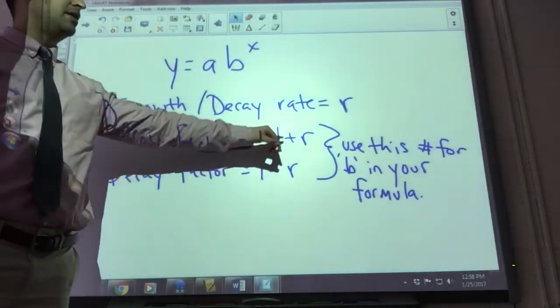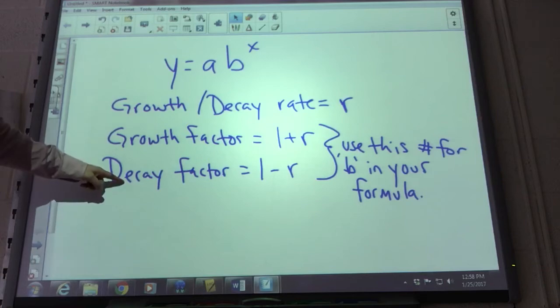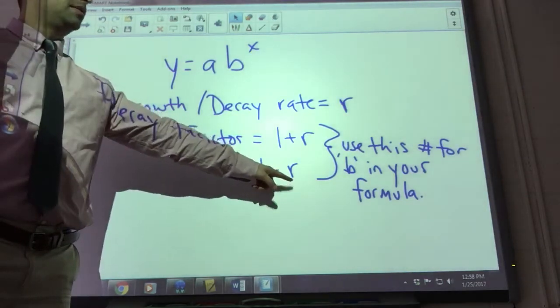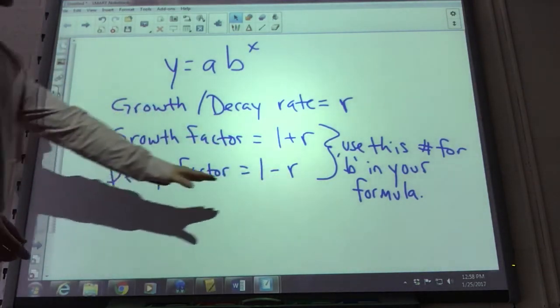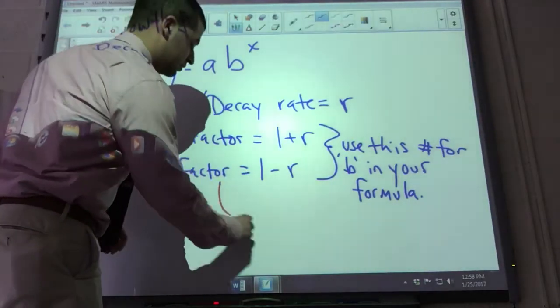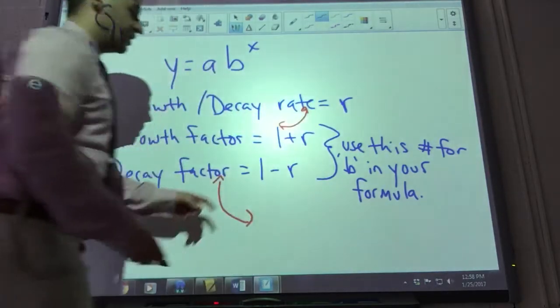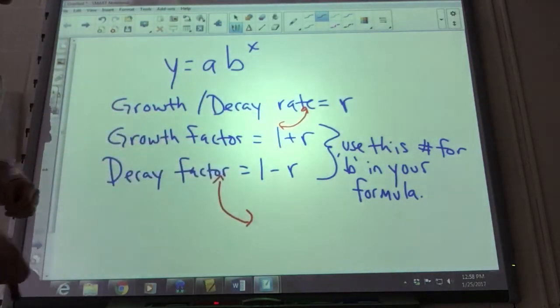If it's a growth factor, you add 1 to your rate, and you turn your percentage into a decimal. Decay, same deal, 1 minus the rate becomes a decimal. This should be less than 1, as we've learned that decay graphs are going to be the ones that go down, and growth ones should go up. We learned about numbers between 0 and 1 indicating decay, numbers greater than 1 indicating growth. So when you do your rates, it should work out in such a way.